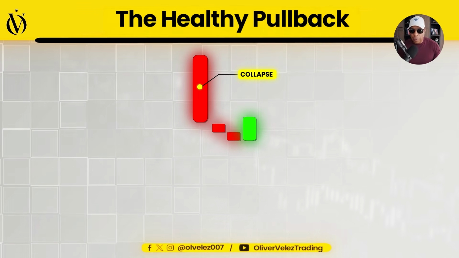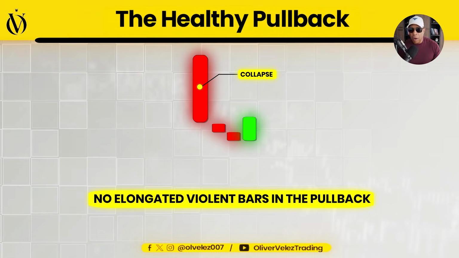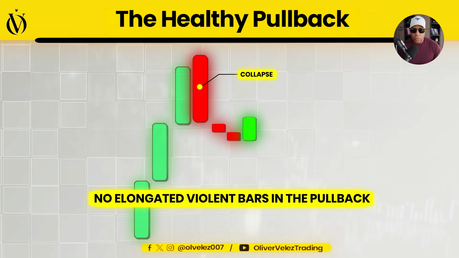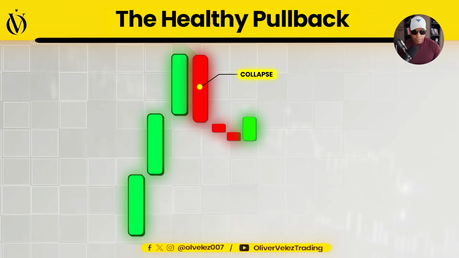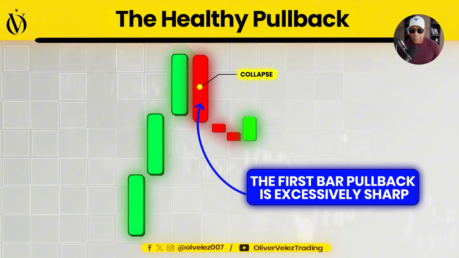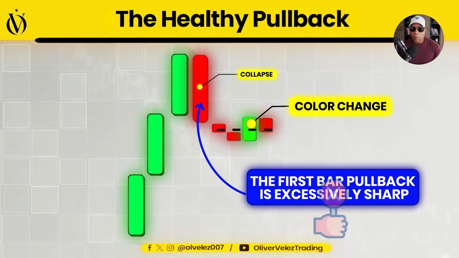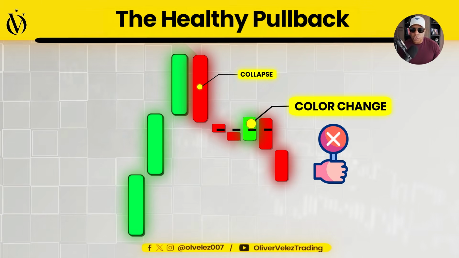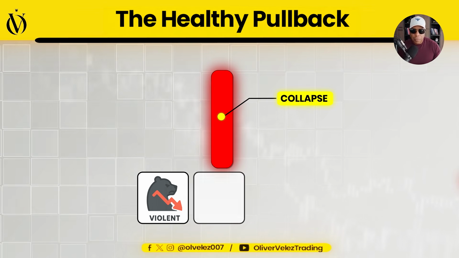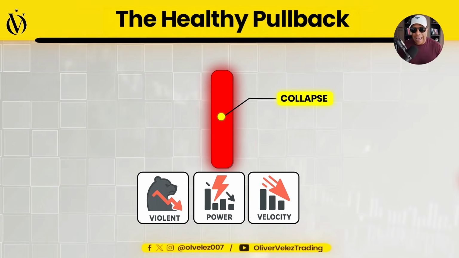Now, the last thing I want to point out to you, there's usually no violent elongated bars in your drop, especially the first one. Let's say you have this run up and you get something like this. Boom. That is too violent of a first bar drop. Usually your color change here that might happen will fail. It'll trick you into it. Why? Because this is too violent. It's too powerful. It had too much velocity. I don't want to see that in a pullback.